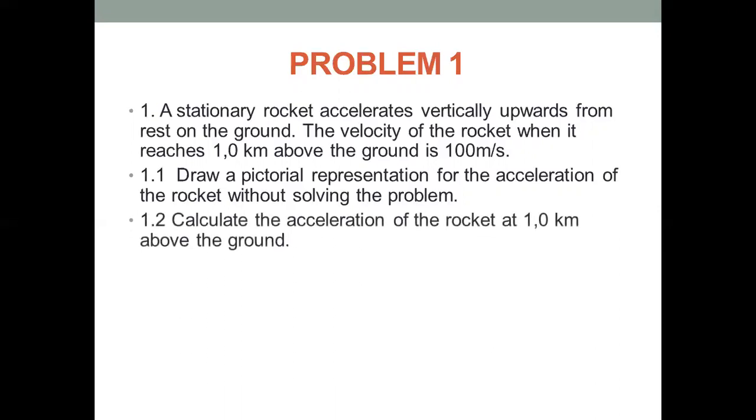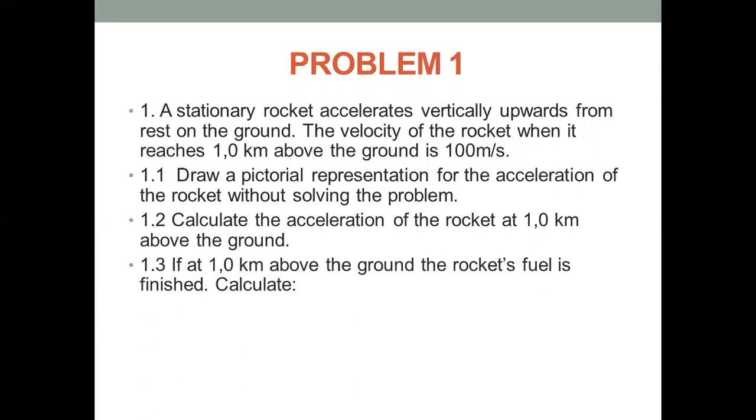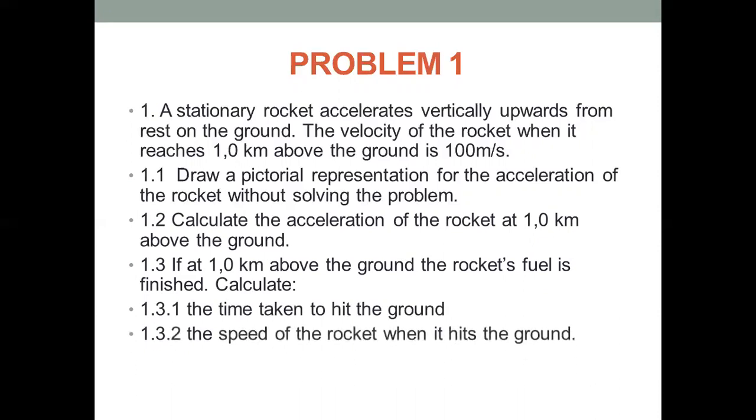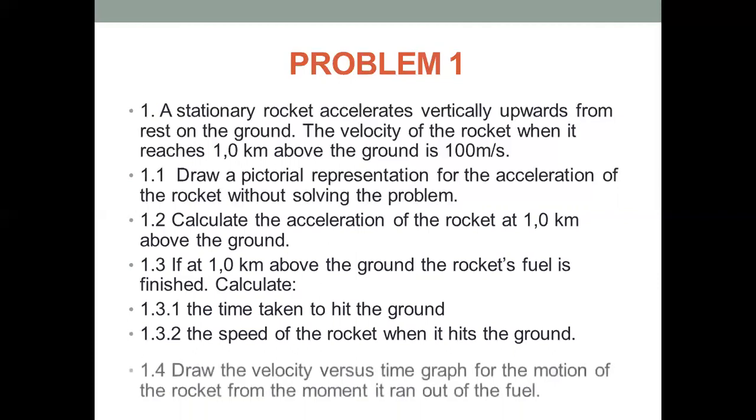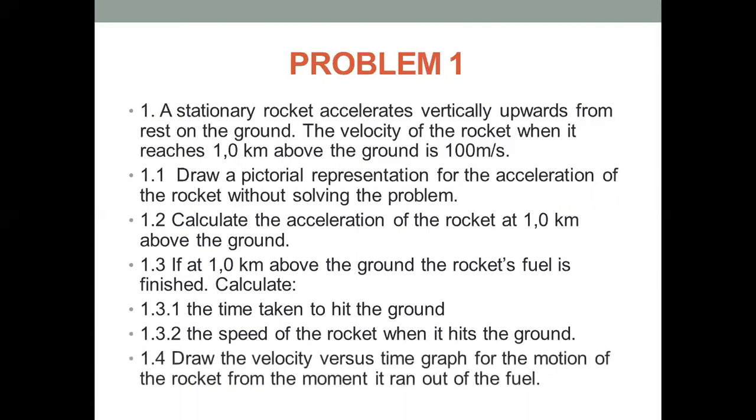Okay, 1.2, you need to calculate the acceleration of the rocket at 1 kilometer above the ground. 1.3, if at 1.0 kilometer above the ground the rocket's fuel is finished, you need to calculate the time taken to hit the ground. You also need to calculate the speed of the rocket when it hits the ground. So for 1.4, you need to draw the velocity versus time graph for the motion of the rocket. Okay, let's go to the solutions.